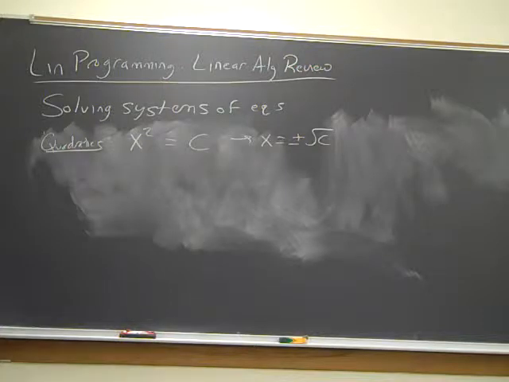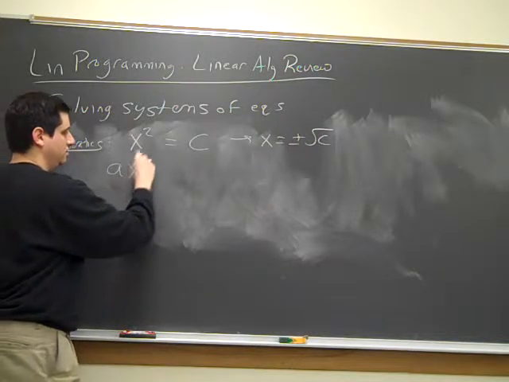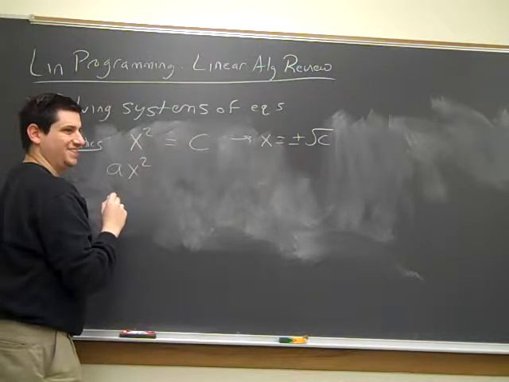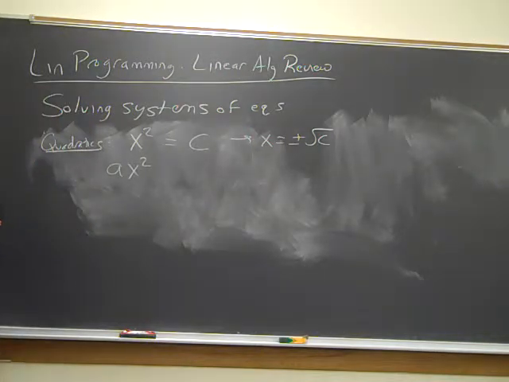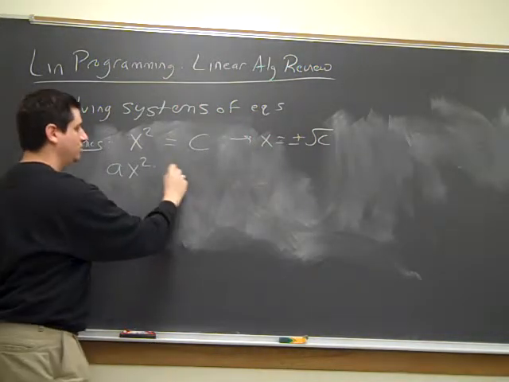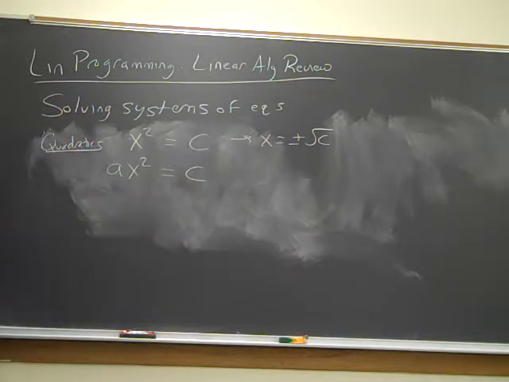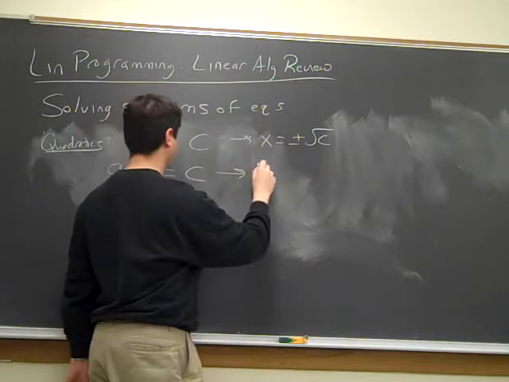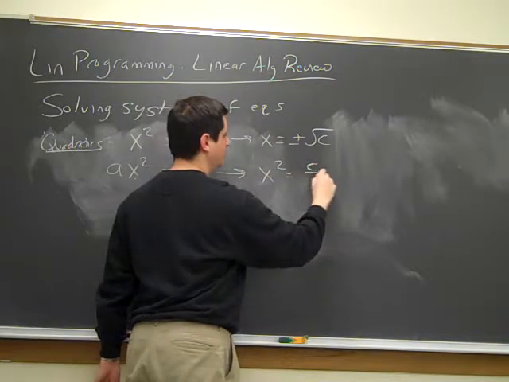What's the next easiest quadratic I could give you? ax squared. Finish it. Plus b. No, not plus b. ax squared equals c. That's the next easiest thing I can give you. Once I give you this, we reduce this to x squared equals c over a.